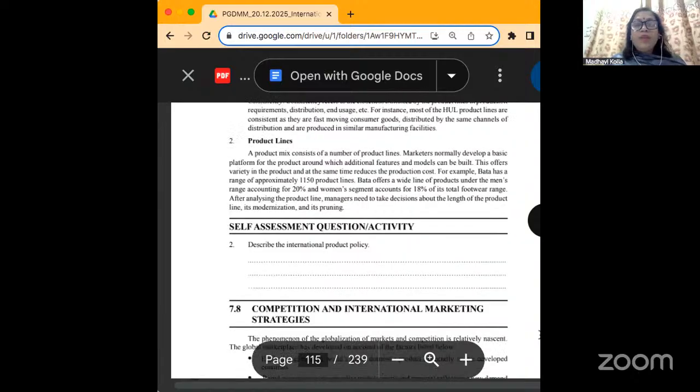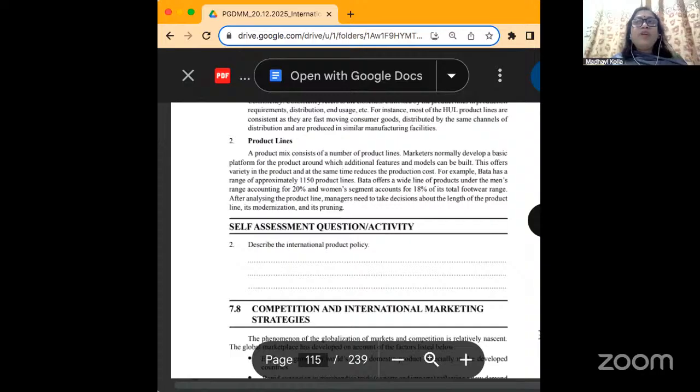We'll also be talking briefly about product lines, though we have talked about it in terms of the product mix. We say a product mix consists of a number of product lines. Marketers normally develop a basic platform, a product around which additional features and models can be built. So it offers variety in the product. It also reduces the production cost because the base product remains the same. The majority of raw materials remain the same. Maybe certain specific flavors or certain specific ingredients may vary a little.